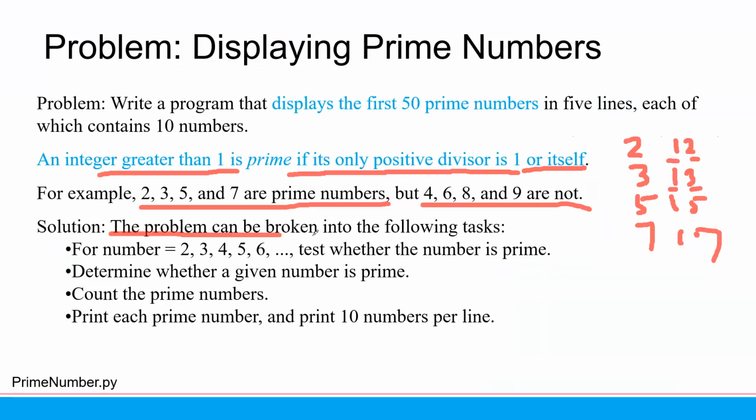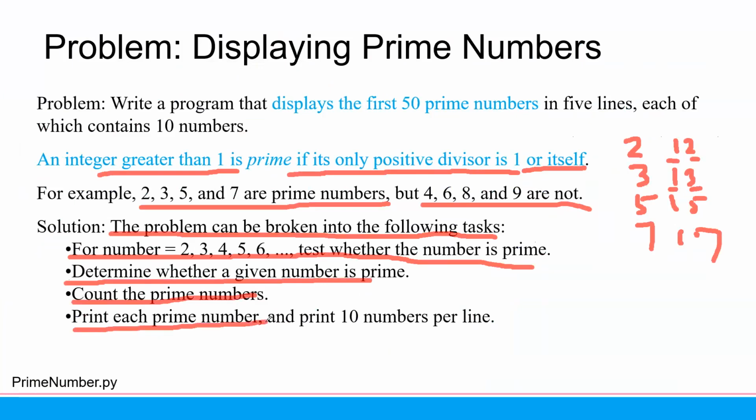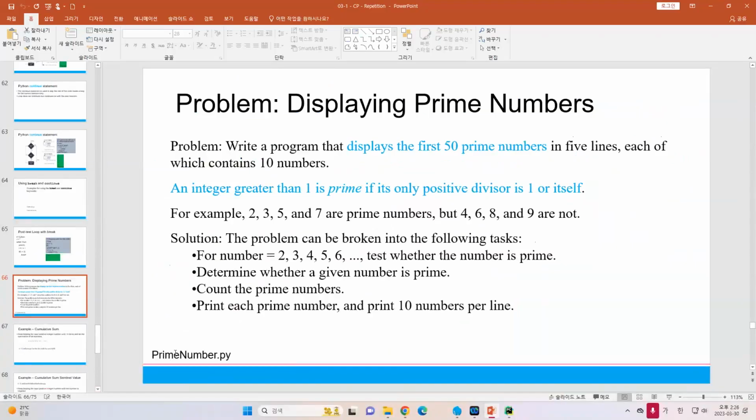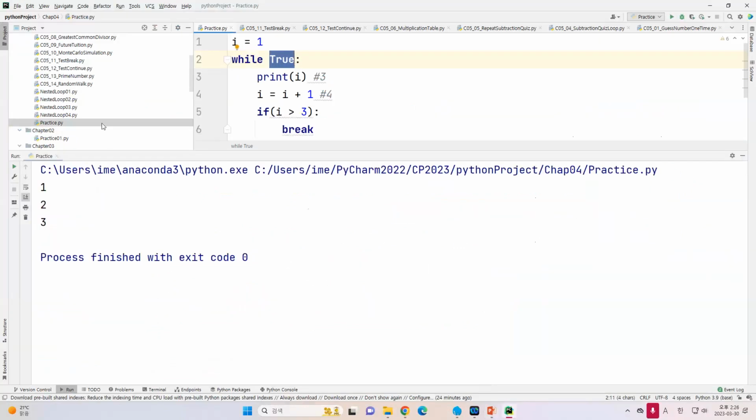So the solution, the problem can be broken into the following tasks. For any number, we can have 2, 3, 4, 5, 6, and test whether the number is prime. Determine whether a given number is prime or not, and then count how many prime numbers we have. After you find it, print the prime number and print 10 numbers per line. I give the solution, PrimeNumbers. There is the code.